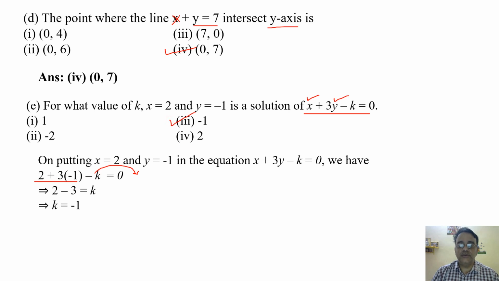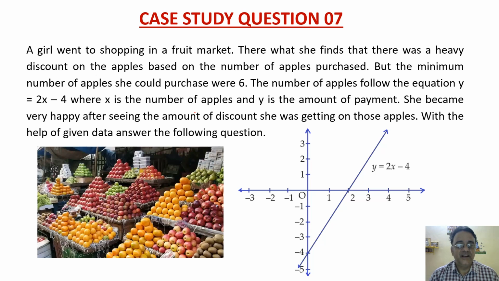So now we are moving toward the case study question number 7. A girl went to shopping in a fruit market. There she finds that there was a heavy discount on the apples based on the number of apples purchased. But the minimum number of apples she could purchase were 6. So 6 से कम वो परचेज नहीं कर सकती है. The number of apples follow the equation y is equals to 2x minus 4, where x is the number of apples and y is the amount of payment.